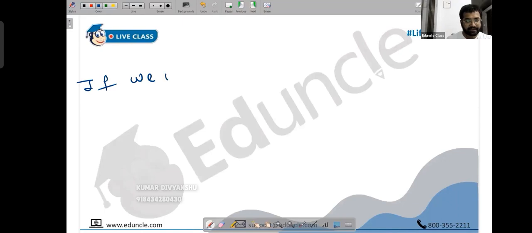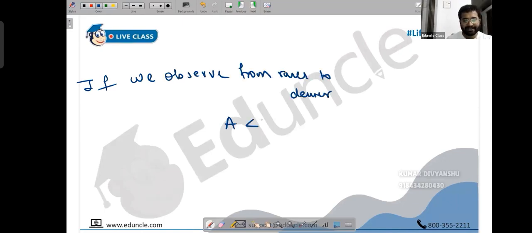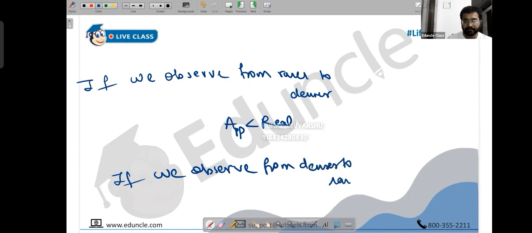But the point is, only if you're observing from rarer, apparent is smaller than real. So obviously, if you observe from denser, what will happen? Apparent will be greater than real. Write it in English if you want. If you observe from rarer to denser, apparent will be smaller than real. But if we observe from denser to rarer, then real will be greater than apparent. Sorry, then real will be less than apparent. I reversed it again and again. Okay. Yes, real is less than apparent.